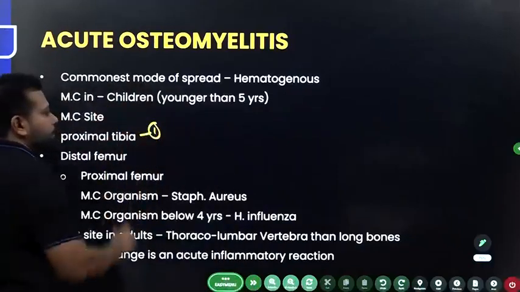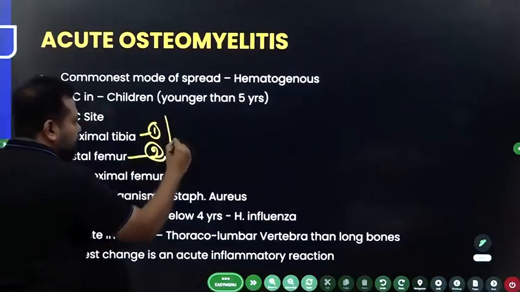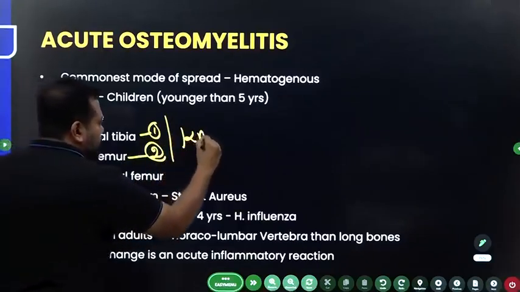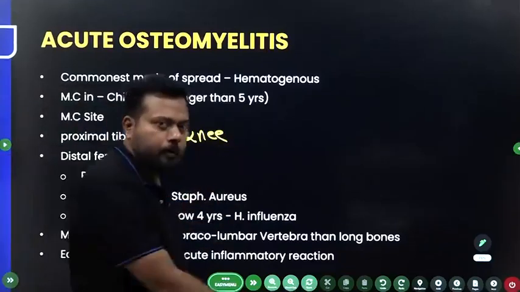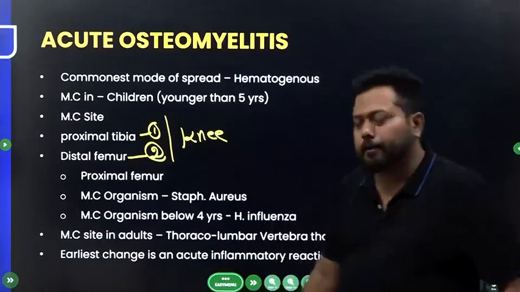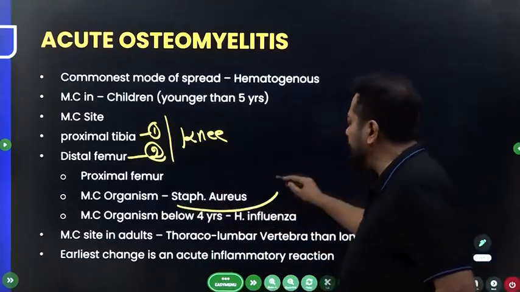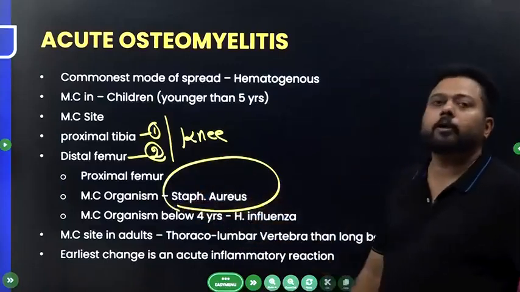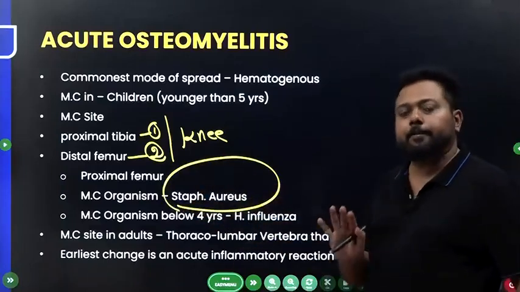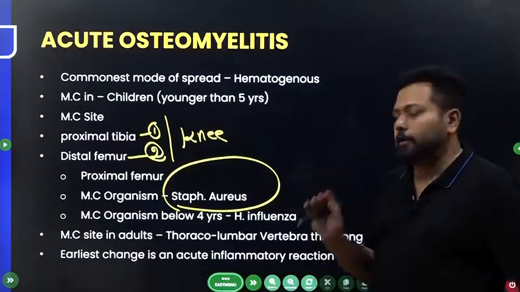First common site, proximal tibia. Second common site, distal femur. That means it commonly happens around the knee joint. Osteomyelitis in children most commonly happens in the knee joint. And the most common organism, a one lakh times repeated question, is Staphylococcus aureus. Osteomyelitis means, unless otherwise proved, it is caused by Staphylococcus aureus.